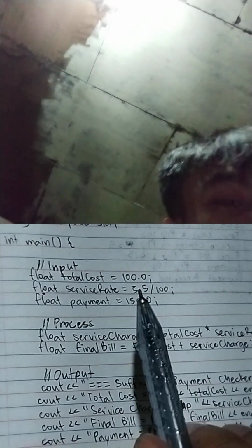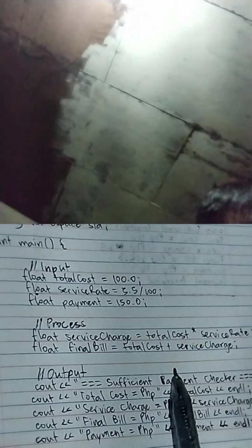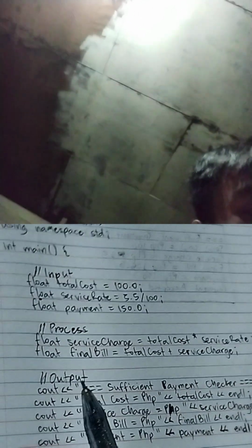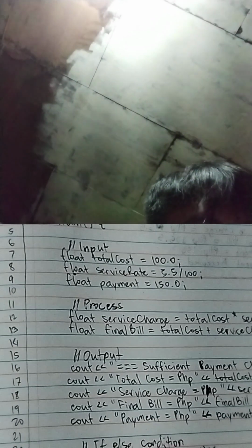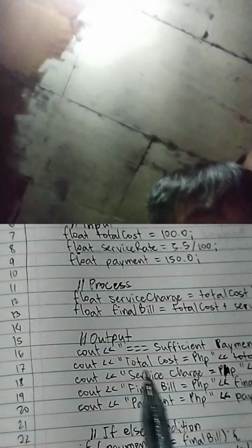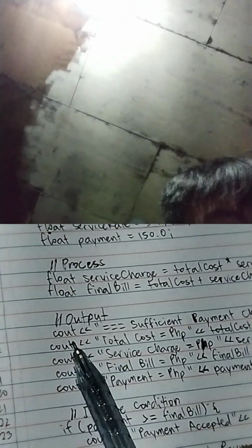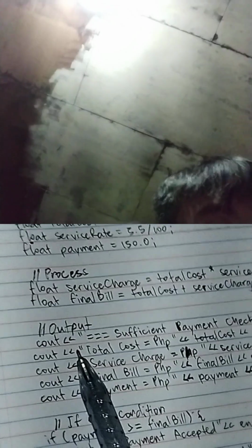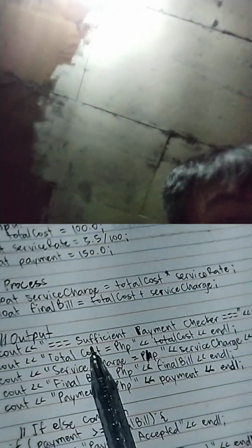Float final bill, the variable, equals total cost plus service charge. So this is the final operation of all the values or all the money. So in the output, cout again. Cout means the output of the display screen or the text.